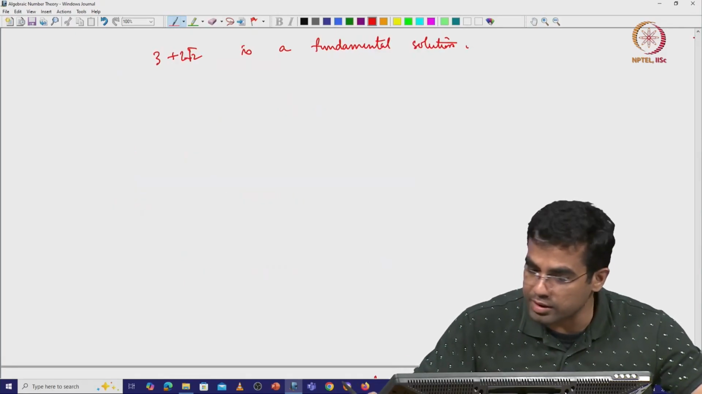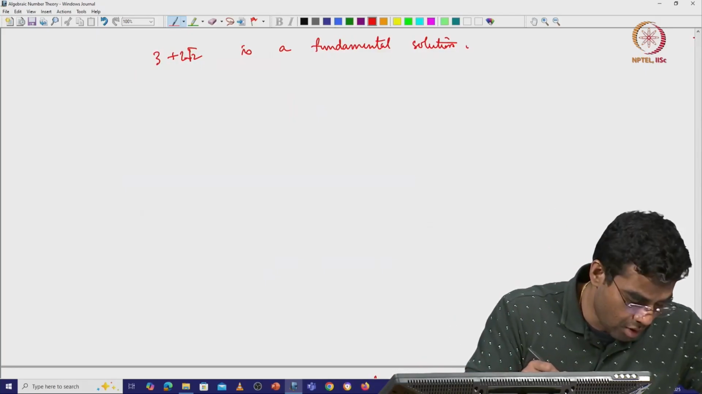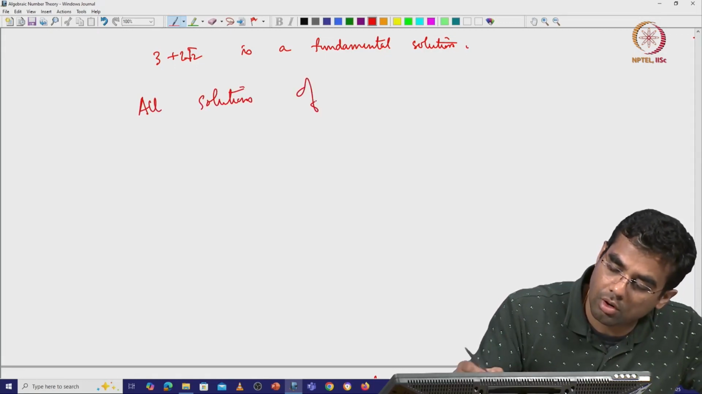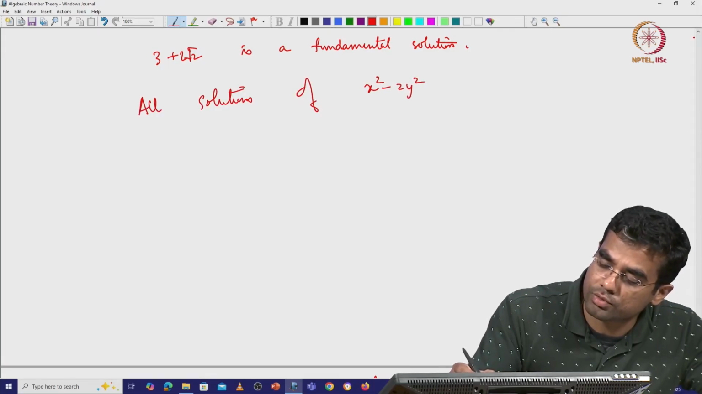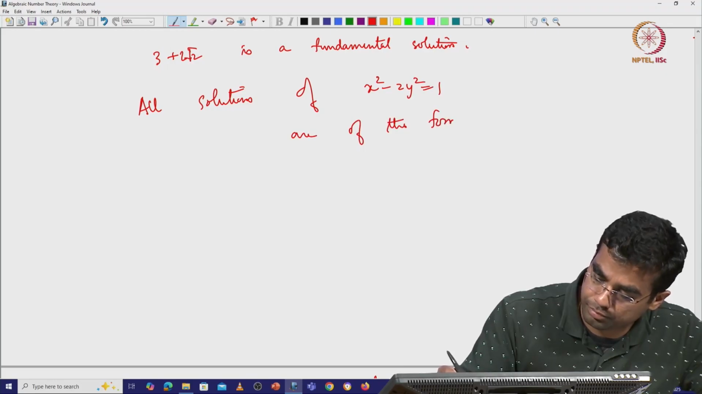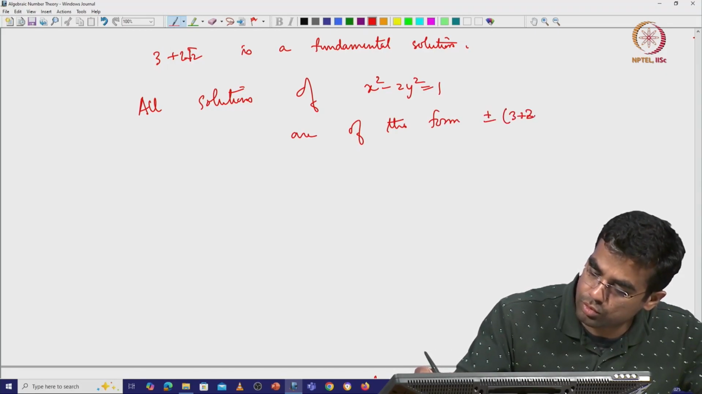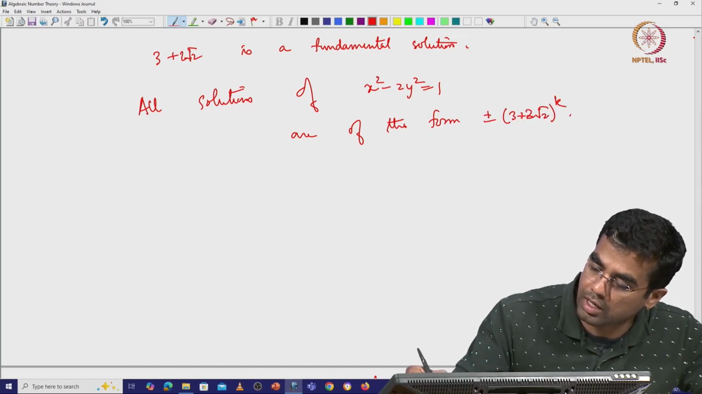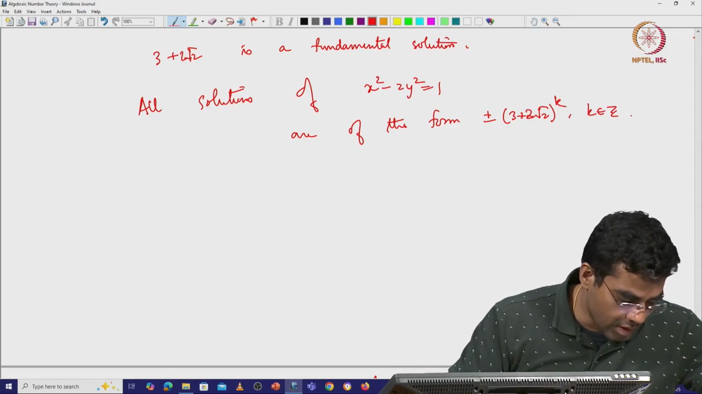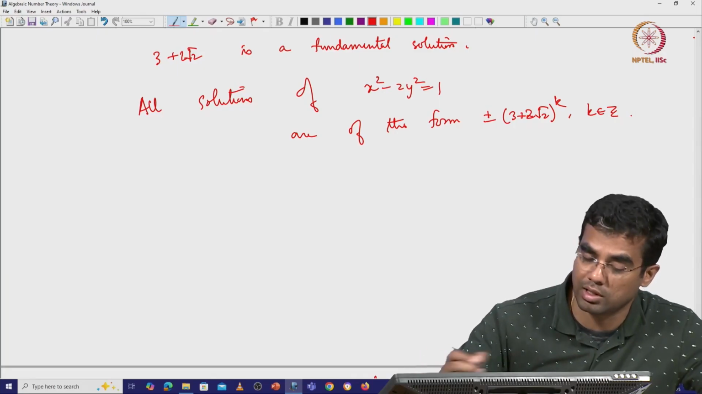Anyway, going back to our example, this is a fundamental unit, which means that all solutions of x square minus 2y square equals 1 are of the form plus minus 3 plus 2 square root of 2 to the power k, where k is an integer. This also includes plus 1 and minus 1, because you can take k to be 0.